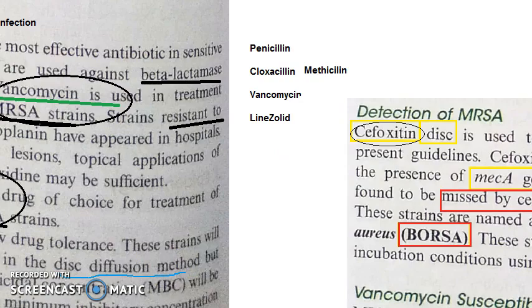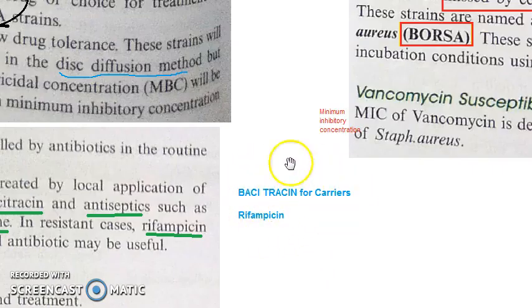Okay. Now, what about carriers? Carriers have different treatment. For carriers, you will use bacitracin. And if they are resistant to that, you will give rifampicin. Now, carriers or anybody, you should always use antiseptics like chlorhexidine, etc. to wipe the hand, to make sure that before you touch somebody or they touch you, there is usage of antiseptic hand, hand sanitizers, etc.